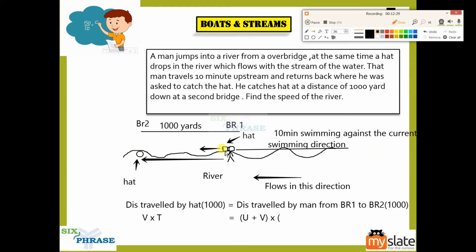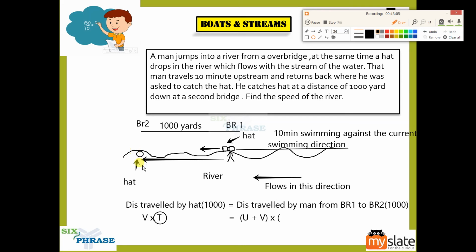By the time, you tell me, guys, what does this t represent? This t represents the time taken by the hat to move from here to BR2. So the time taken by the hat to move from BR1 to BR2 is the total time t, and that is the time taken by the man to move from here to the right hand side 10 minutes, and then again to the bridge, and then again to the hat. That is when they both meet, right? That is where they both meet.